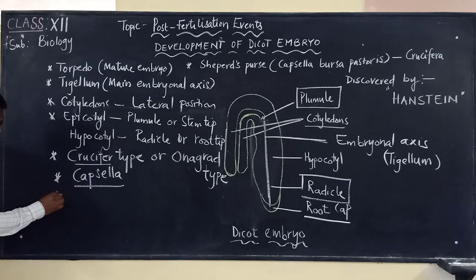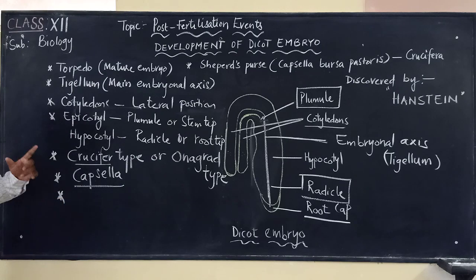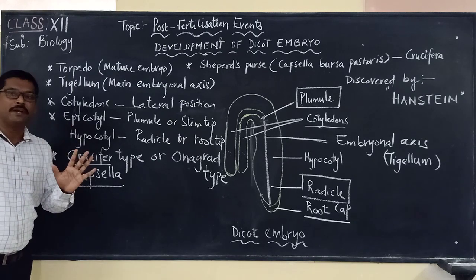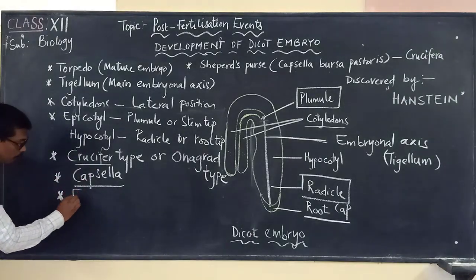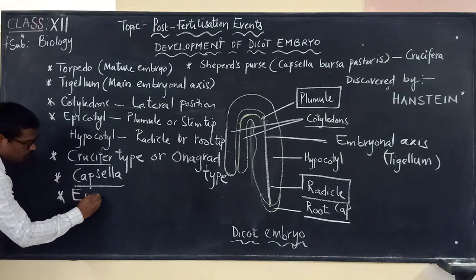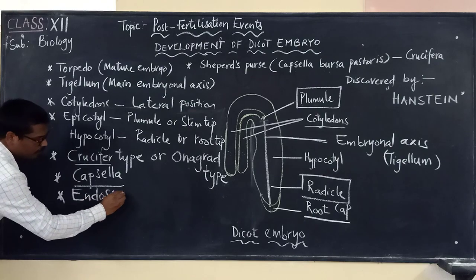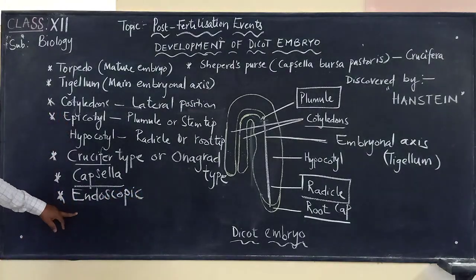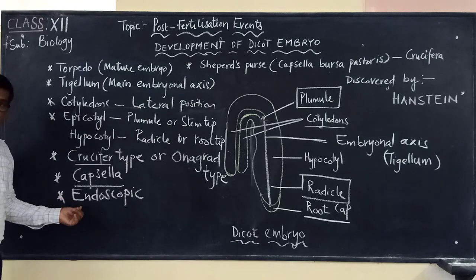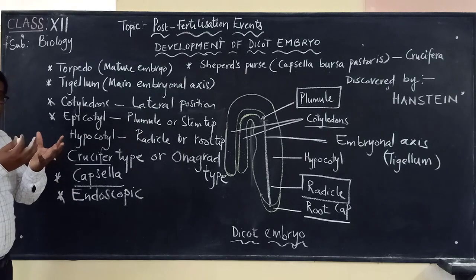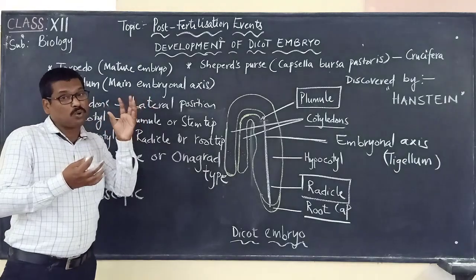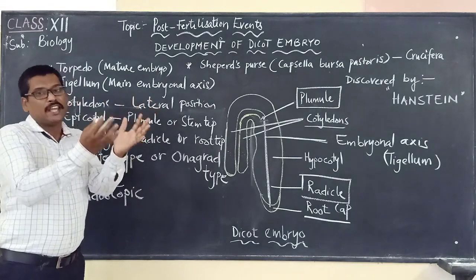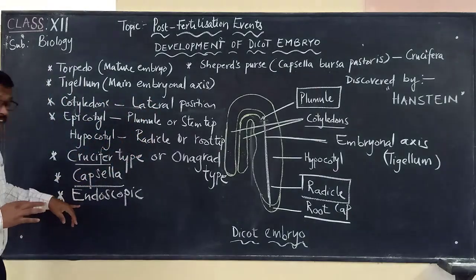So the next point is that the development of the embryo is endospermic. The development of the embryo is called what? Endospermic. Why are we using the word endospermic? Endospermic means when the embryo is pushed inside, growing into the embryo sac, it is called endospermic.